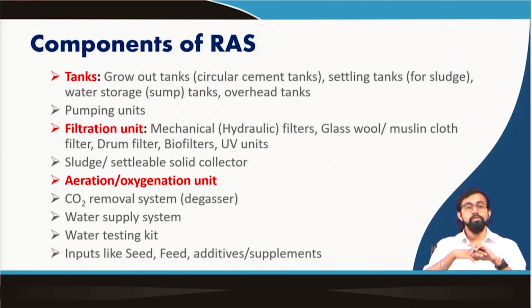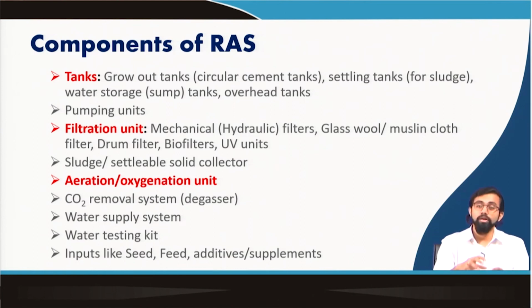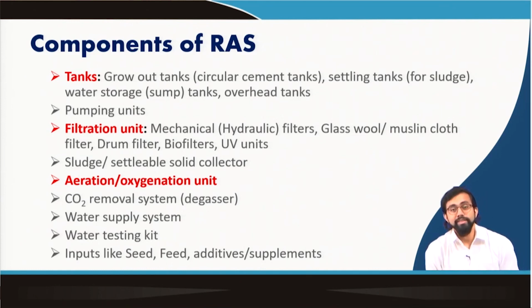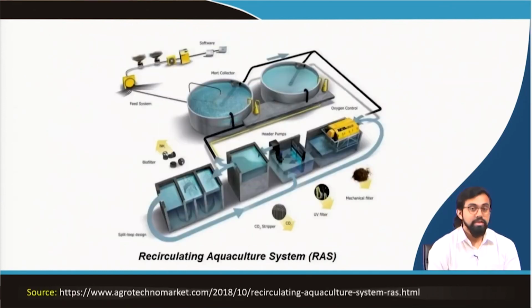Carbon dioxide removal system, a degasser at the end, is very important. The water supply system, proper conduit lines and all. A water testing kit is very important to know the parameters, the quality of the water, even after the treatment is done. The inputs like seed, feed, additives, or supplements are also involved. So this is a typical design of a recirculating aquaculture system.